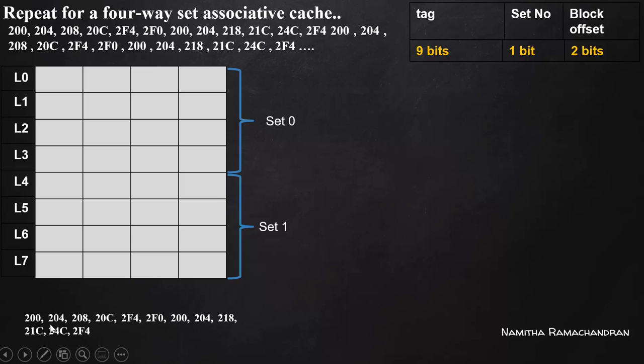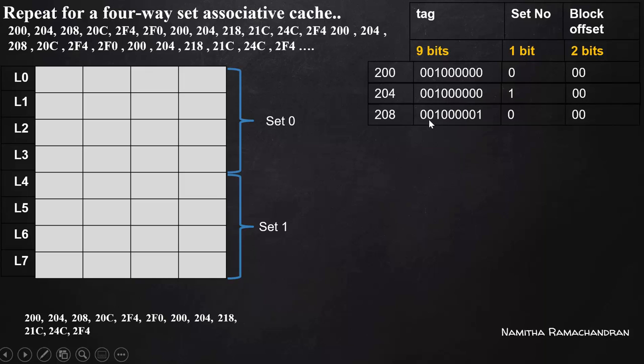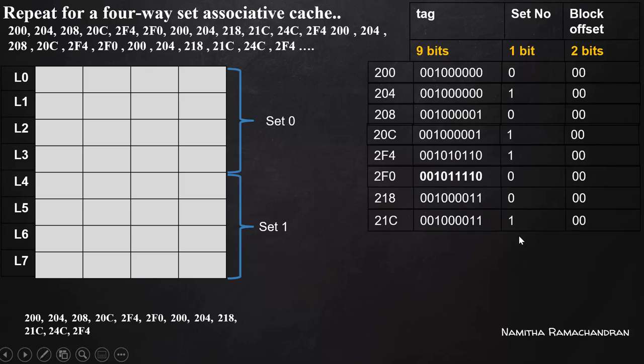Okay, now here we can identify, for this address information 200, the least 2 bits from the block offset, the next single bit from the set number, and the remaining 9 bits from the tag field. And similarly, we can identify these different field values for the given address sequence like this.